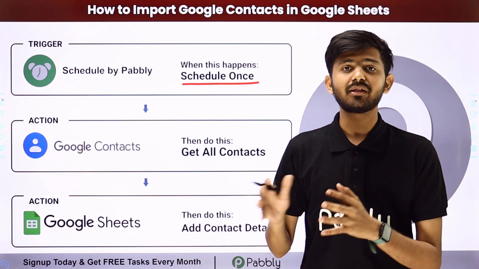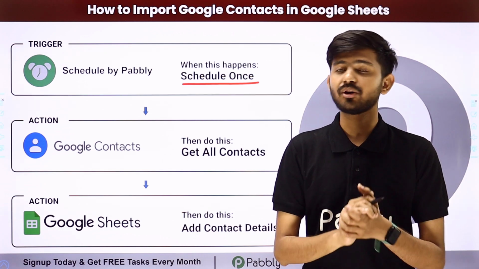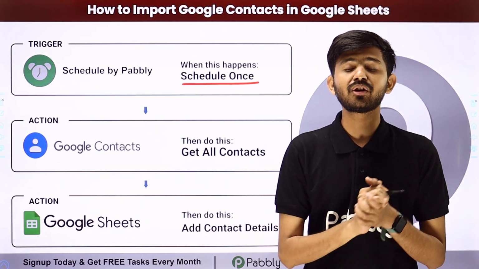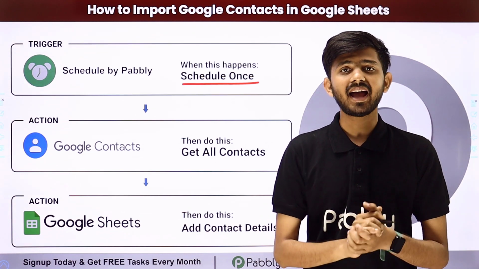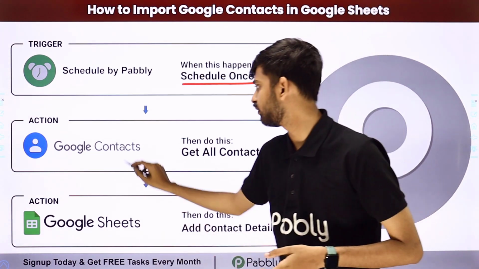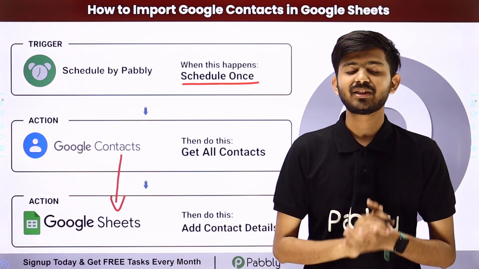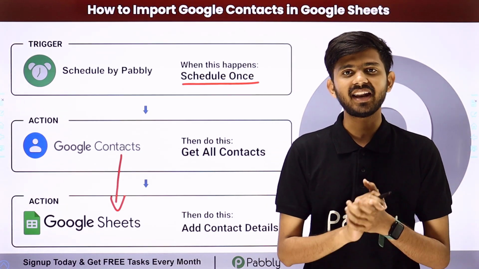After getting the details of the contacts, I'm going to import them automatically in my Google Sheet, and I'm also going to show you how you can import new Google Contacts in Google Sheet. For that, you have to create a simple connection between Google Contacts and Google Sheet. For that, I'm going to use Pabbly Connect, which is an amazing software for automation and integration.